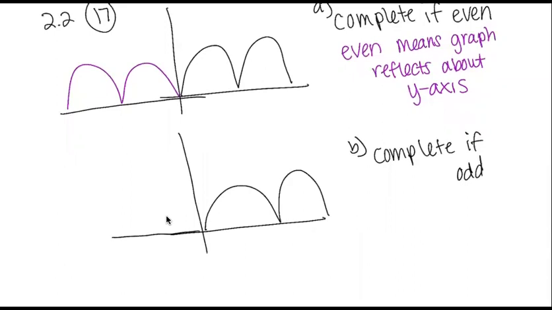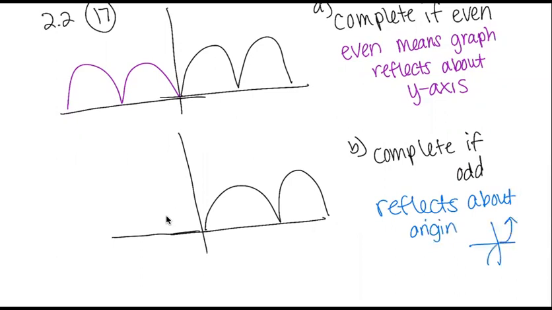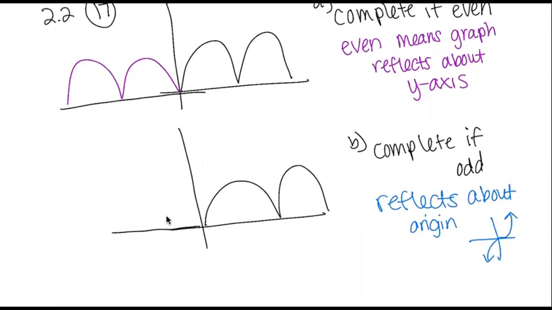And then odd means it reflects about the origin. So a cube function is an easy one to think of. It's basically the same thing, but upside down on the other side. And so that would be if it's odd. Okay. So basically it means the left side is upside down. And it's a little smoother in the book, but yeah.